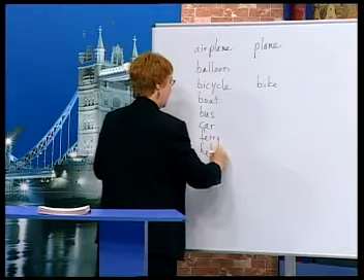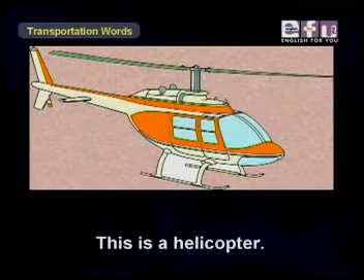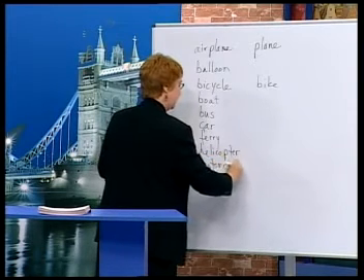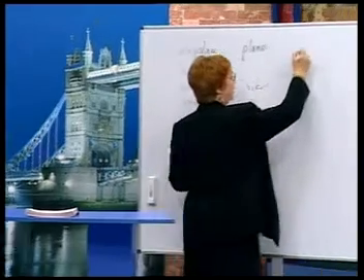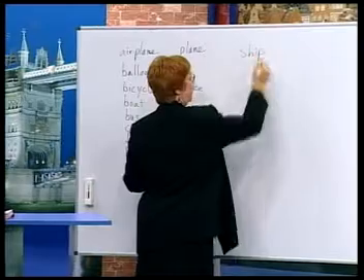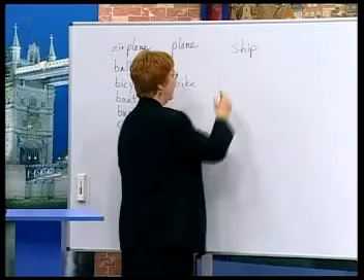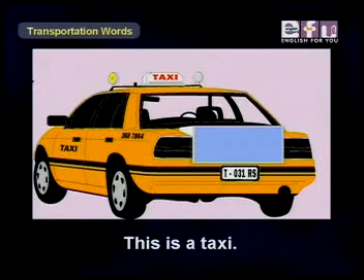Next we have a helicopter. A helicopter. This is a helicopter. The next one you see is a motorcycle. A motorcycle. This is a motorcycle. Now we have a ship. This is a big boat. This is a ship. Then we have taxi. Taxi. This is a taxi.